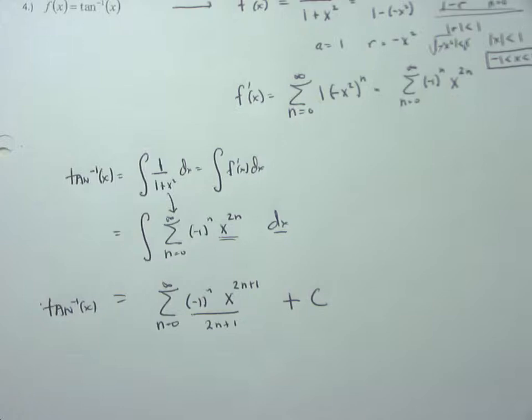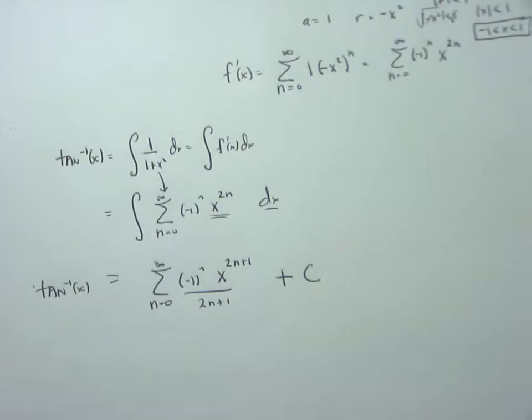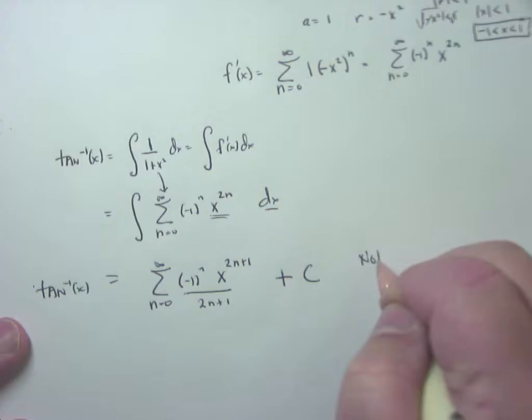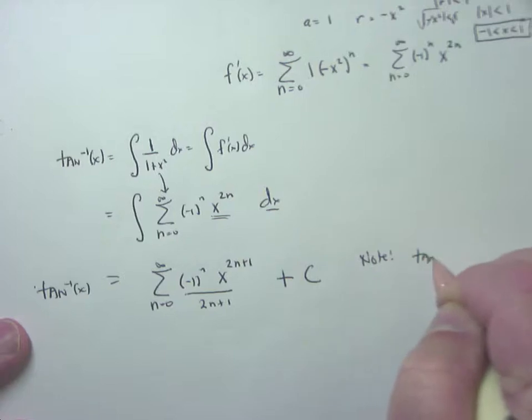But one other thing. I need to figure out what the c is. So you've got to know a particular point about your function. This is tangent inverse of x. What is the tangent inverse of 0 equal to? If you don't know, use your calculator. It's kind of sad if you don't. The tangent inverse of 0 is 0.